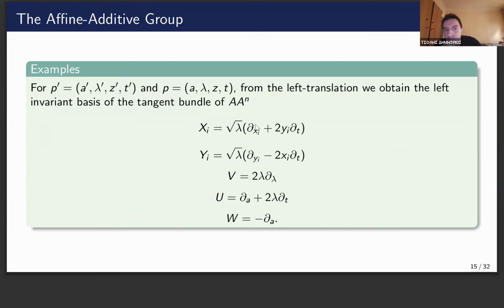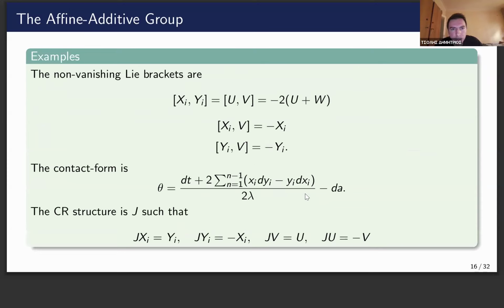And the affine additive group has this orthonormal frame, and this is the Reeb field here. And here are the non-vanishing Lie brackets. We also define a contact form, given like this. And we have a CR structure defined as this.